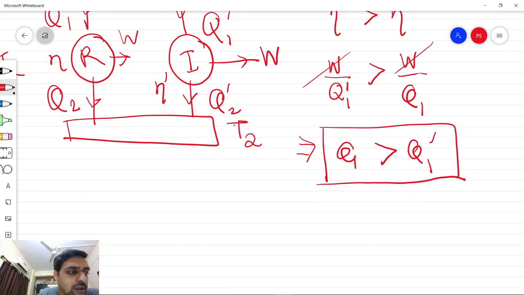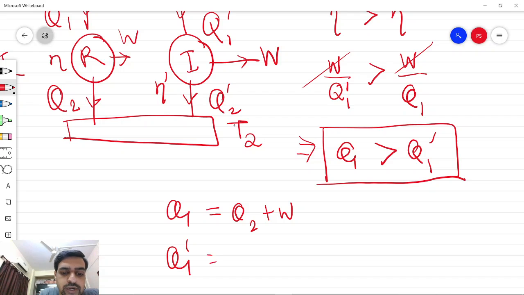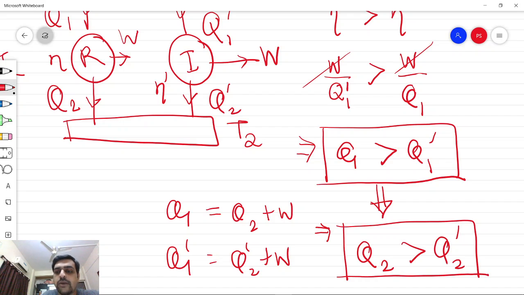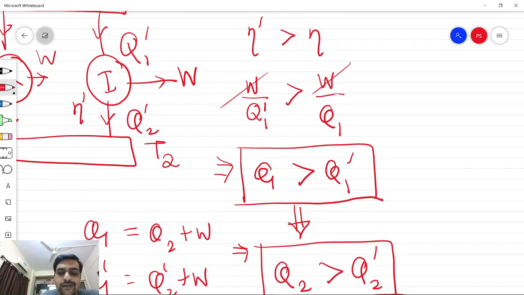Now if we remember, by the second law we have Q1 equal to Q2 plus W and Q1 dash equal to Q2 dash plus W. So this means that if Q1 is greater than Q1 dash, obviously Q2 has to be greater than Q2 dash. So these are the two important equations which we are going to use later.